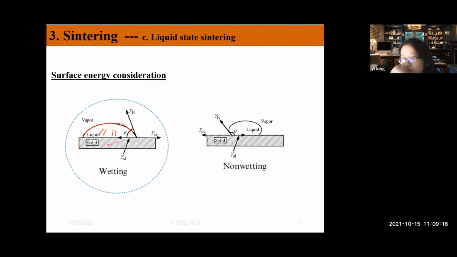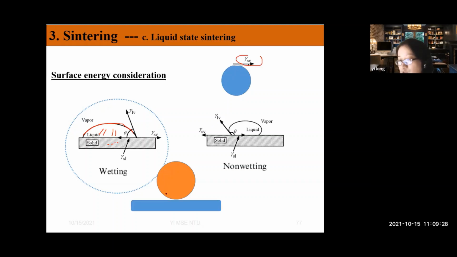Okay, so first of all, you see these two, right? I give you an extreme case. For example, we said this one is a gamma SV, right? We just explained already. For this extreme case, this one is a liquid, and this one is solid. So is this case a wetting or non-wetting case? You just instinctively think. If the liquid is something like this, and the solid is something like this, is this wetting or non-wetting?